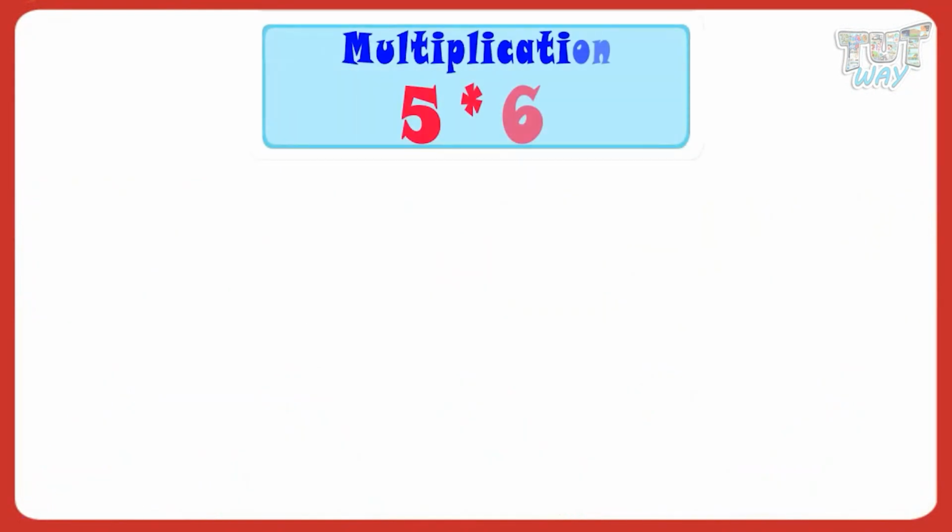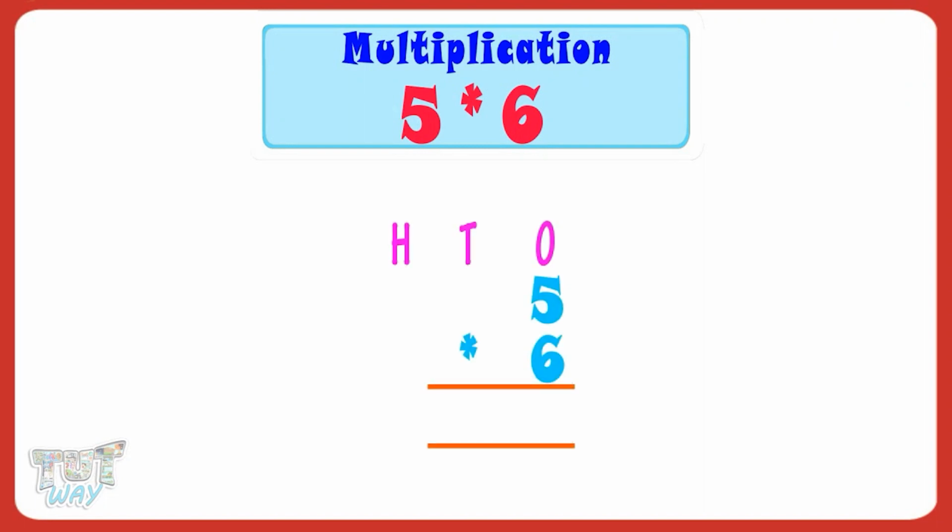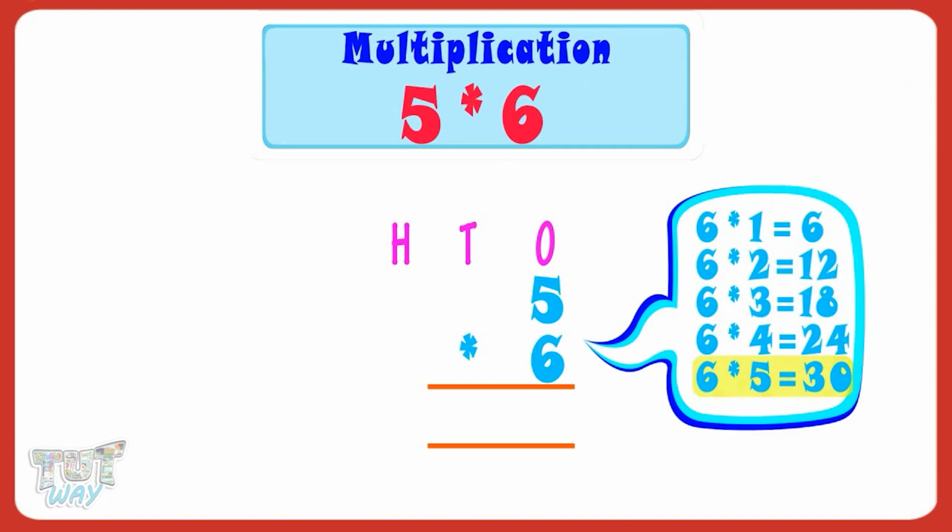5 multiplied by 6, we write it as now. What is 6 multiplied by 5? It is 30. So write 30 in the answer.